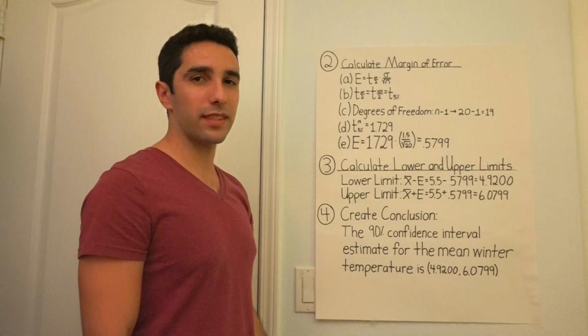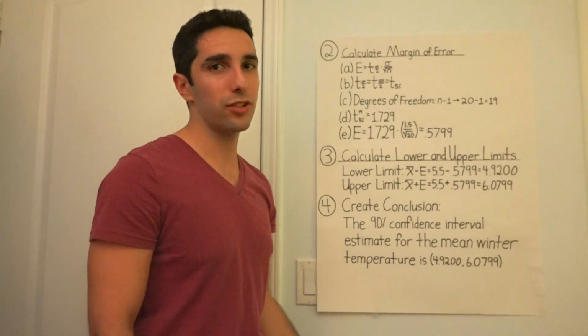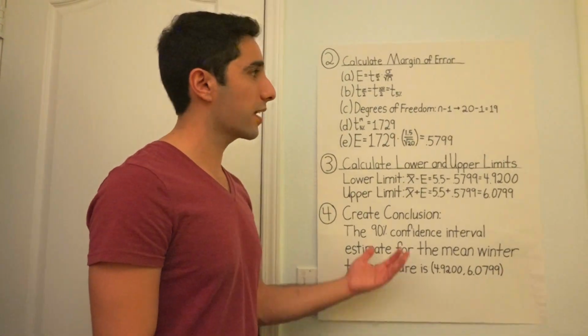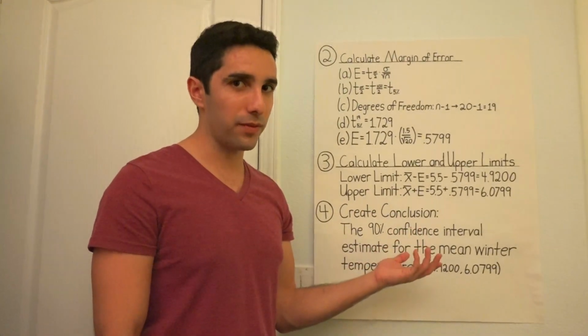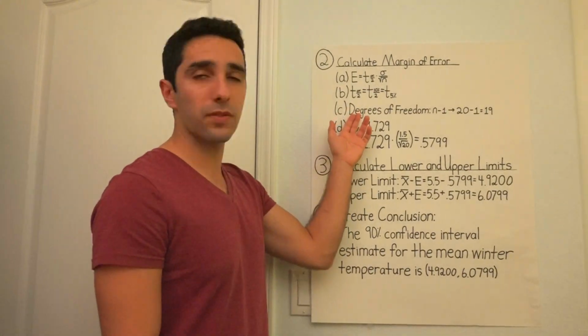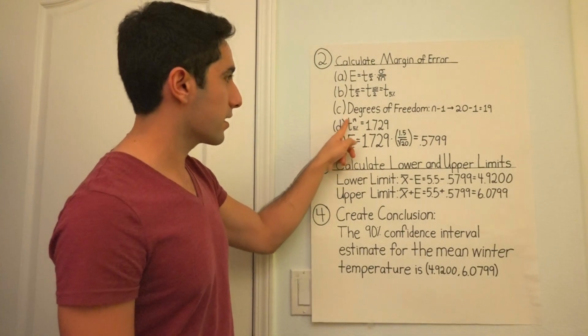Now you're going to want to get the degrees of freedom. And in order to do that, you have to subtract 1 from your n, which is your sample size. So your sample size, if you recall, was 20. And when you subtract 1 from 20, it's 19. So now when you have your degrees of freedom and your percentage right here, you create this.